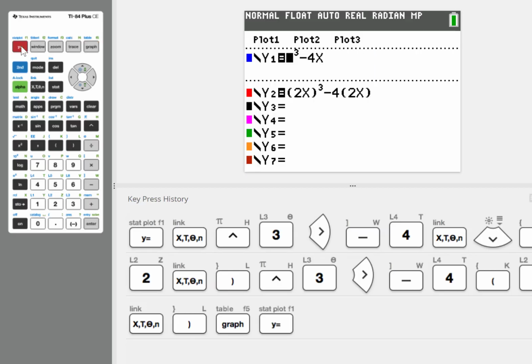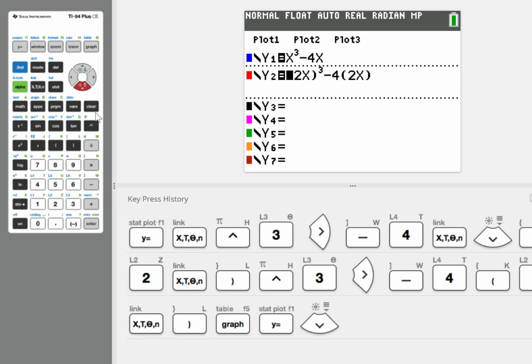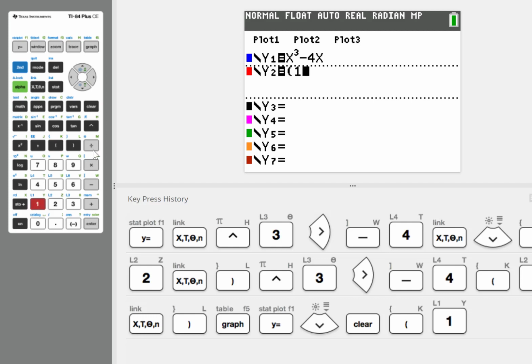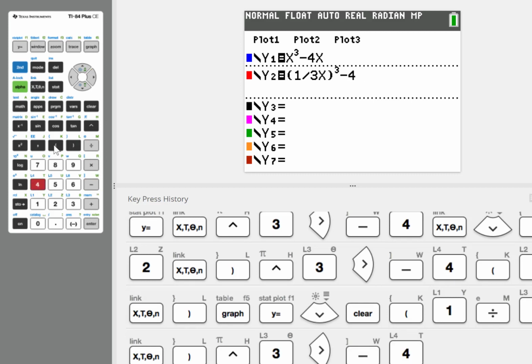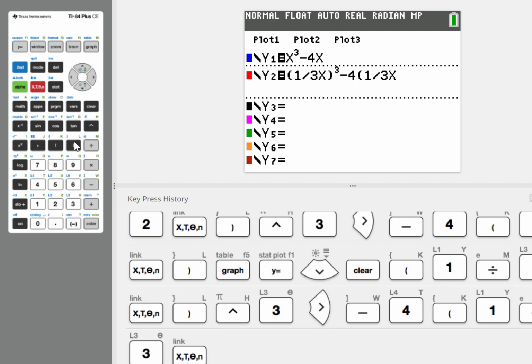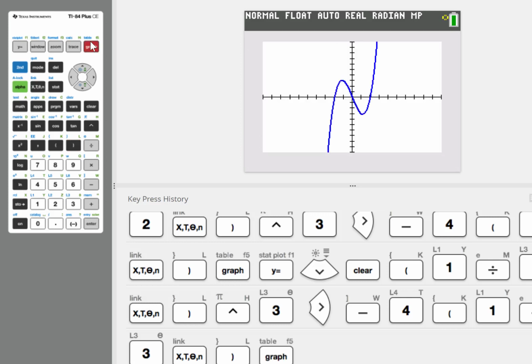So I'll go back to the y equals. Let me remove this equation and put in our new equation. We had in parentheses 1/3 x. And that's all being cubed. And then we had minus 4 and in parentheses 1/3 x. So we're trying to figure out what happens if I make one of these inside multiplications by a fraction. I'll hit the graph, blue graph original, here's the red graph.